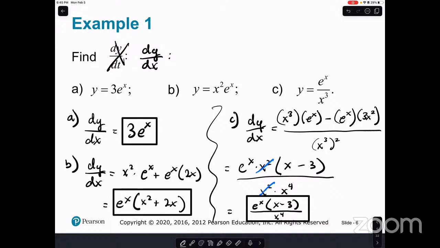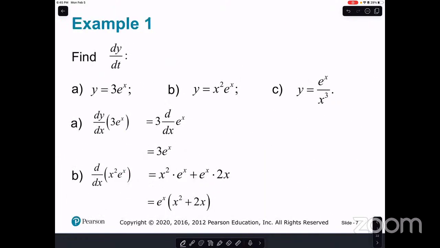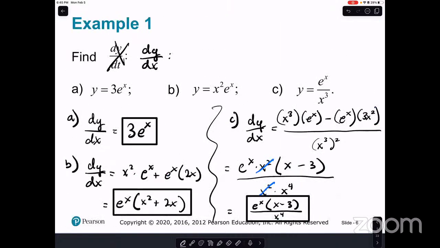Okay, so I feel good about this. e to the x squared plus 2x, e to the x squared, okay. And then e to the x minus 3 over x to the 4. Yeah, all right.